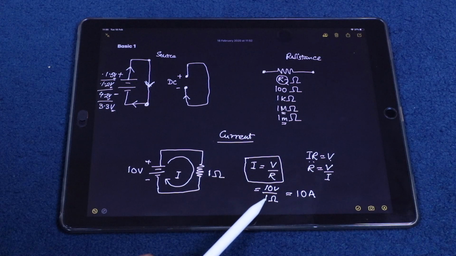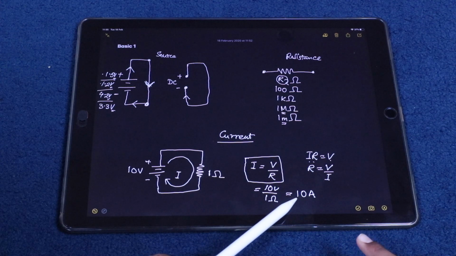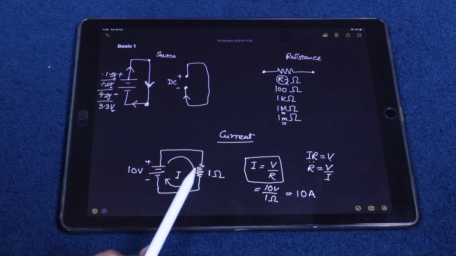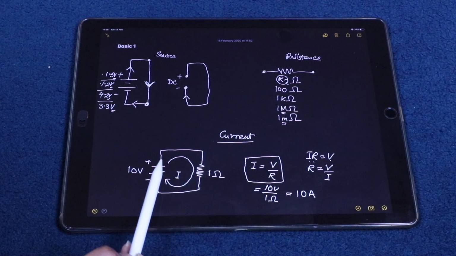What if this goes down? It becomes 0.1. The amps will go higher. Yeah, it'll become 100 amps. So think of it, lower resistance, more current.